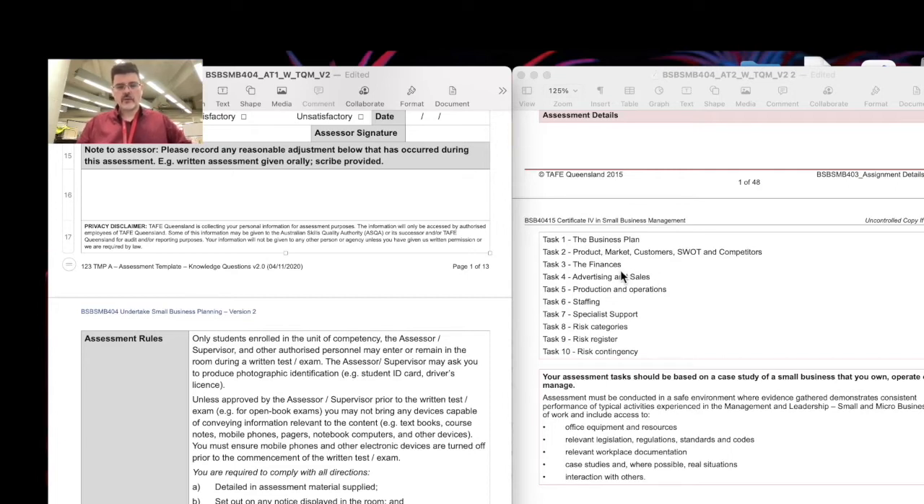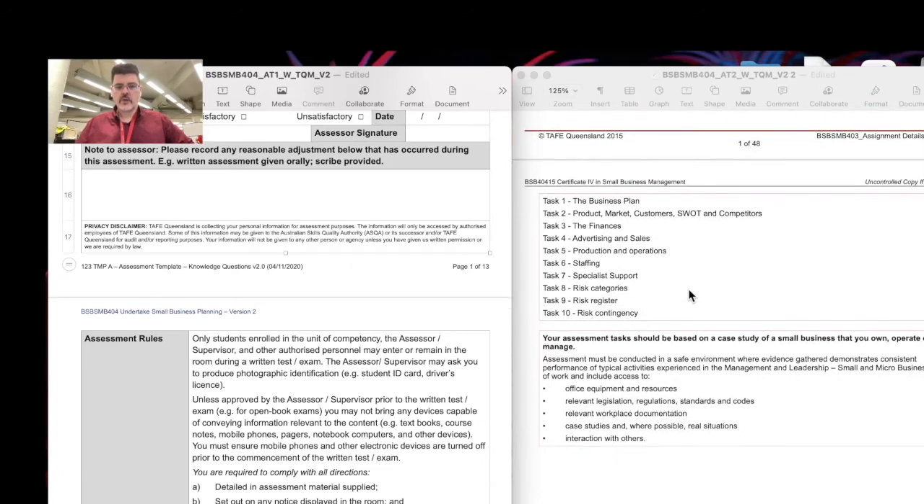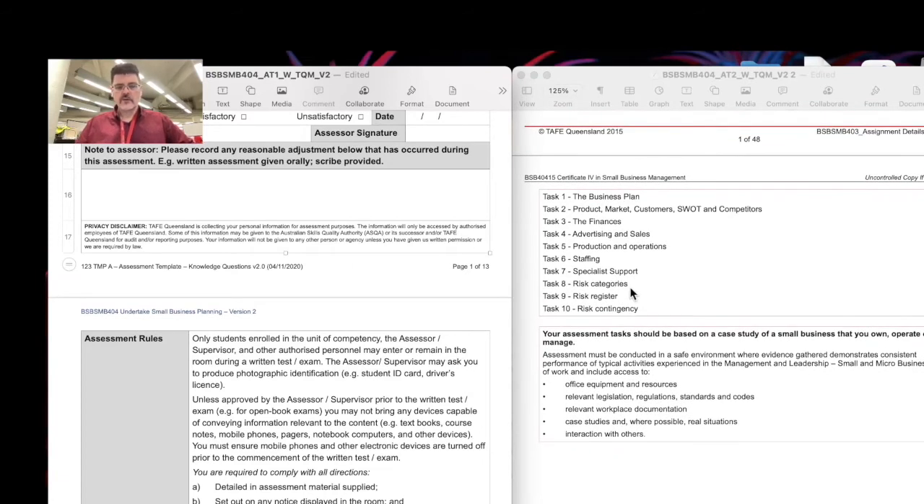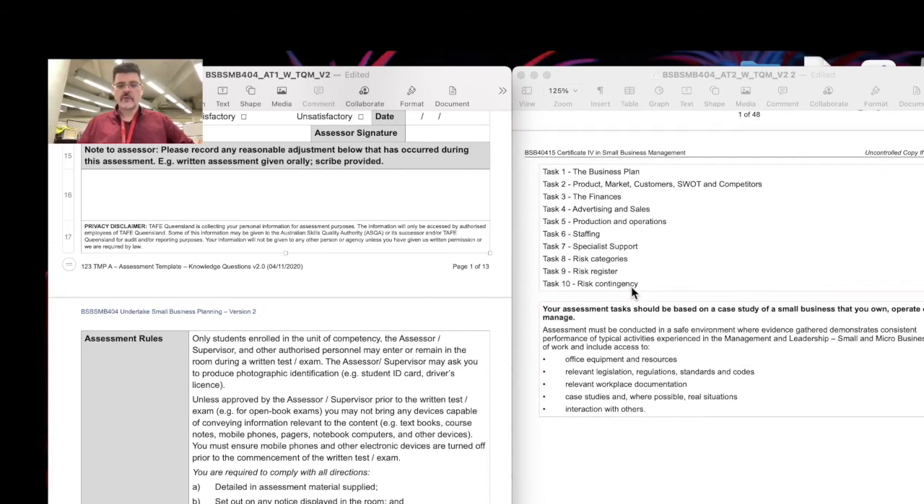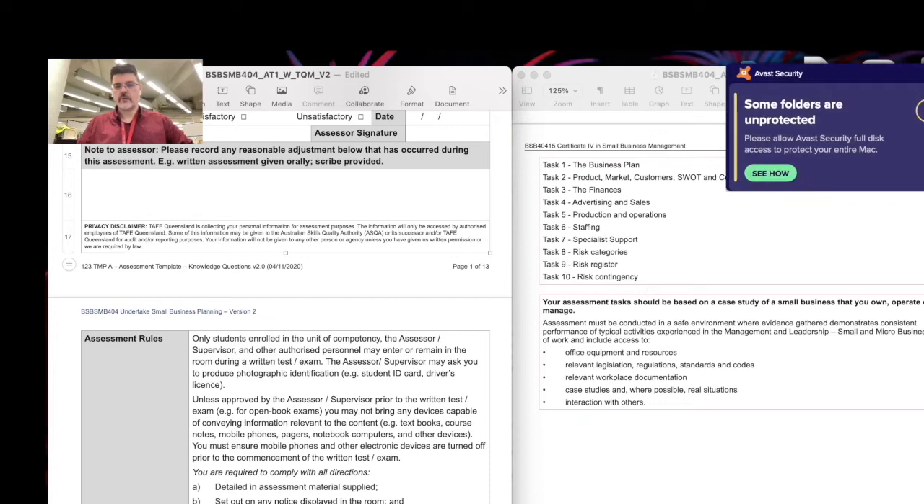Finances of the business, so you'll be required to complete some financials. Those are documents with spreadsheets and so forth. There'll be advertising and sales information, product and operations or production and operations, staffing requirements, specialist support, risk categories, so the risks that you see your business will be taking on board, a register of the risks, and contingencies on how to manage those risks, how to prevent them or reduce the likelihood of those occurring.